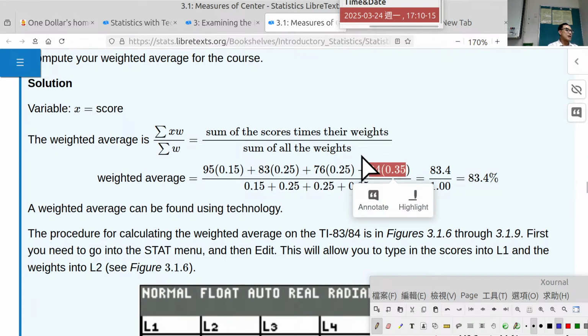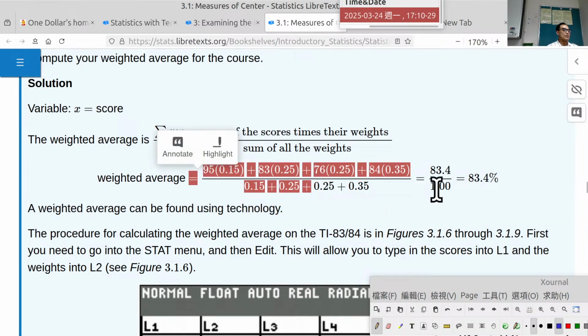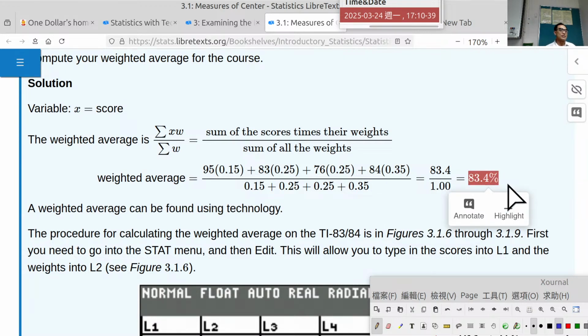Then after the calculation, the denominator is 0.15, 0.25, 0.25, and 0.35. Thus, the denominator is 1.00. In the numerator, the summation is 83.4. Okay, in the end, the student got the final score in the semester of 83.4. Is it okay?